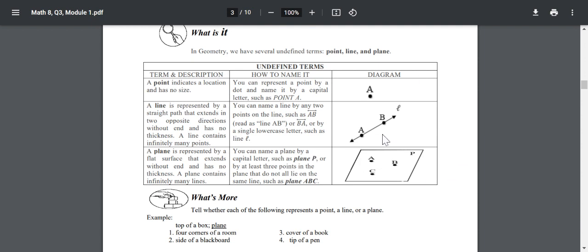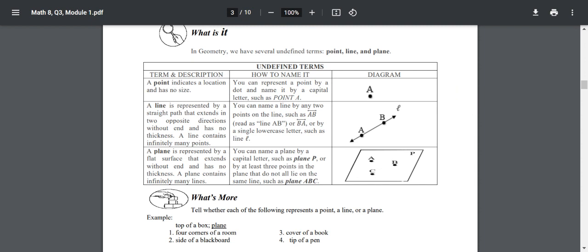Let's take a look at its diagram. Here, this is line AB. The points used are point A and point B. These two points connect into a line. So we can use these points to name this line. It can be line AB or line BA or line L. We can assign a lowercase letter to name our line.